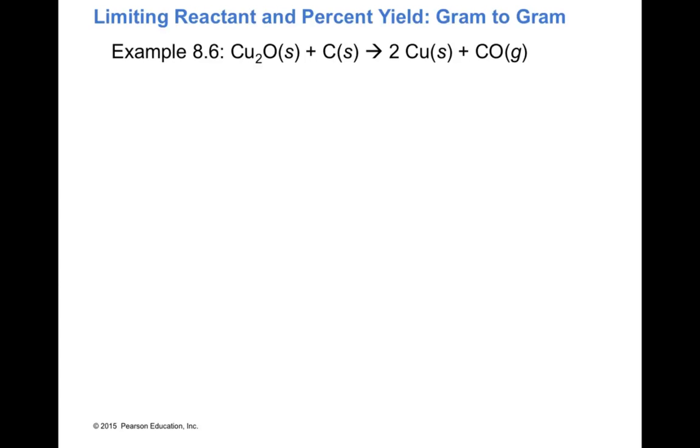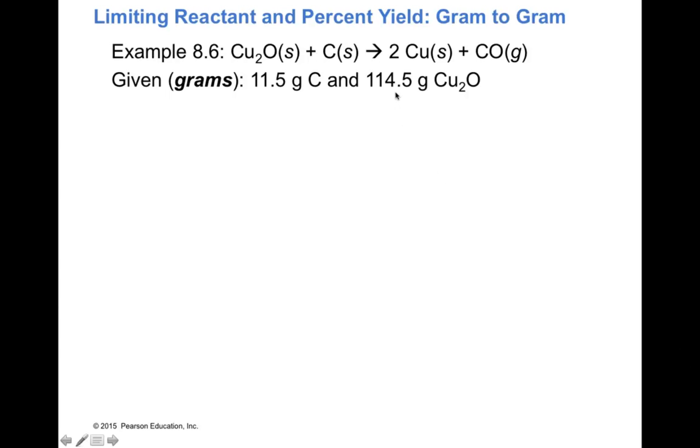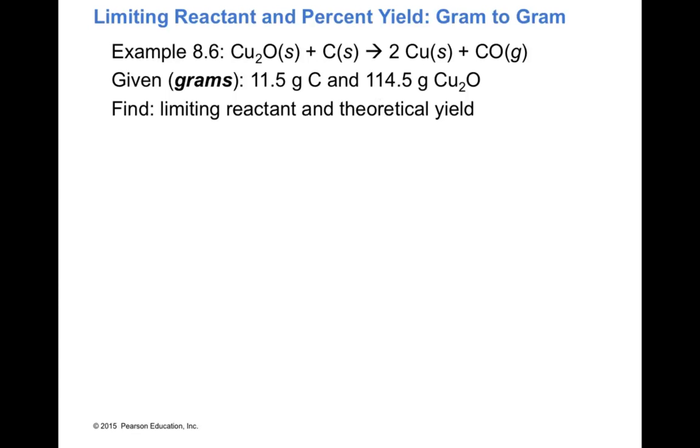Let's do another example. This one, we have copper(I) oxide plus carbon graphite, this is solid, will produce 2 moles of copper and 1 mole of carbon monoxide. If we have, for example, 11.5 grams of carbon and 114.5 grams of copper(I) oxide, okay, we have this. We need to determine which of these is the limiting reactant, and by determining that, then we can obtain the theoretical yield for this reaction.